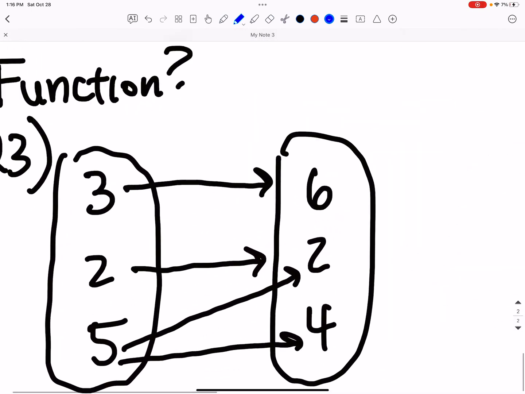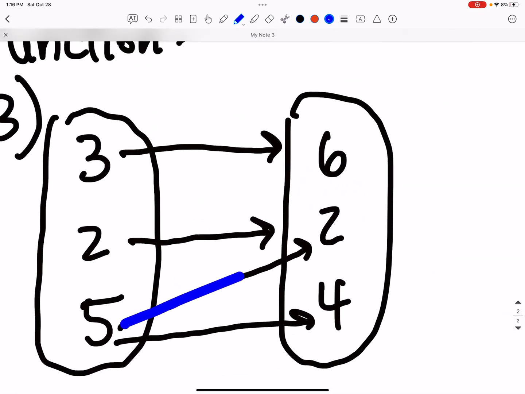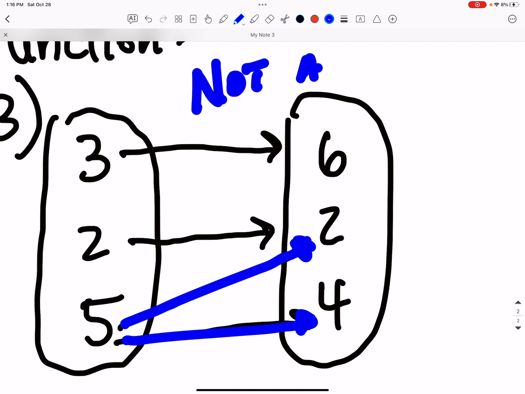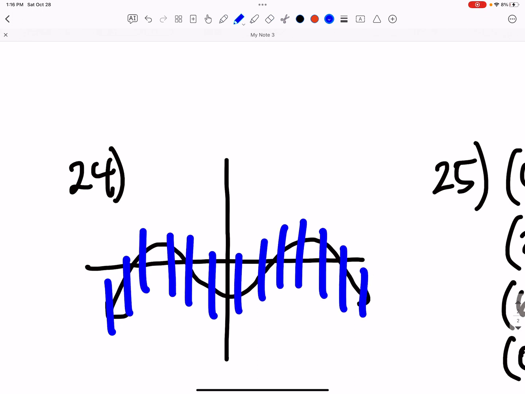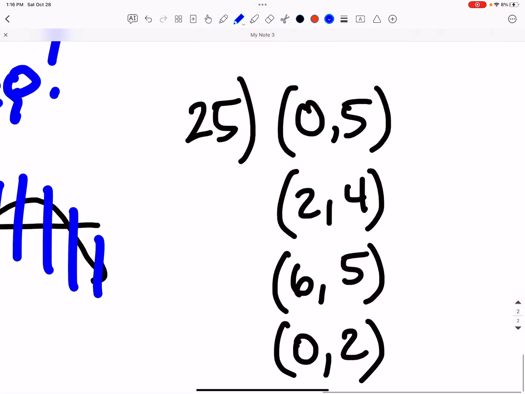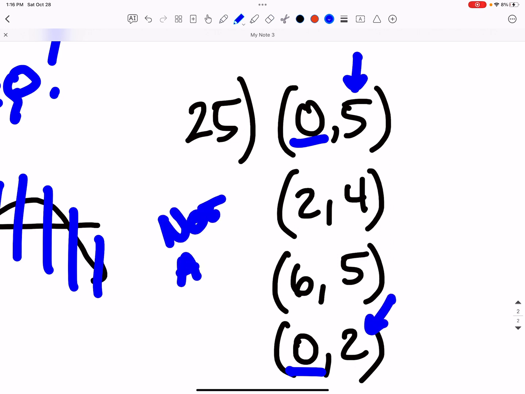All right, finally, functions. Absolutely not. 5 has 2 jobs. If I hit button 5, is 2 happening or is 4 happening? Not a function. Number 24, if I did the vertical line test, yep, we're good. 25, no, if I hit button 0, is Mario going to do 5 or is he going to do 2? I don't know. Not a function.